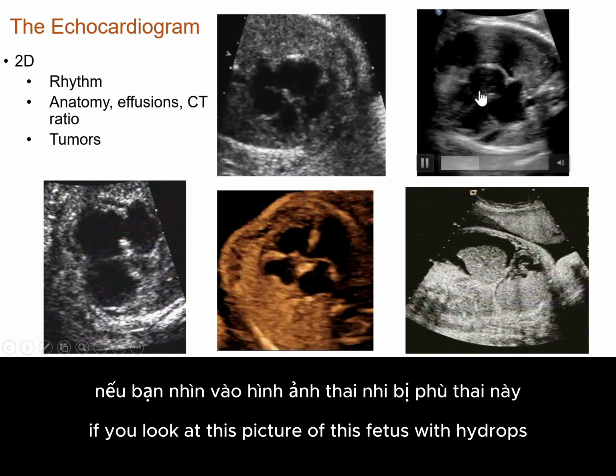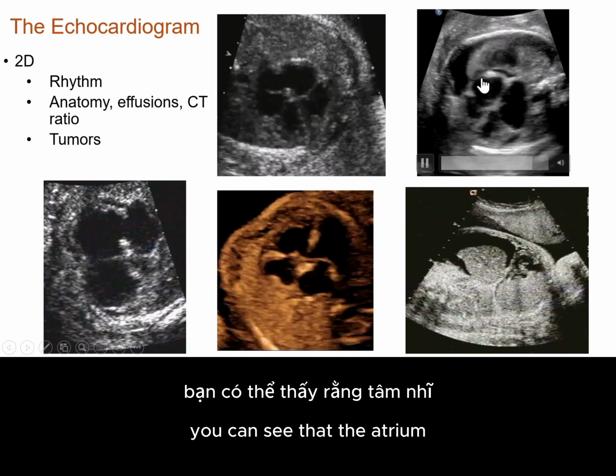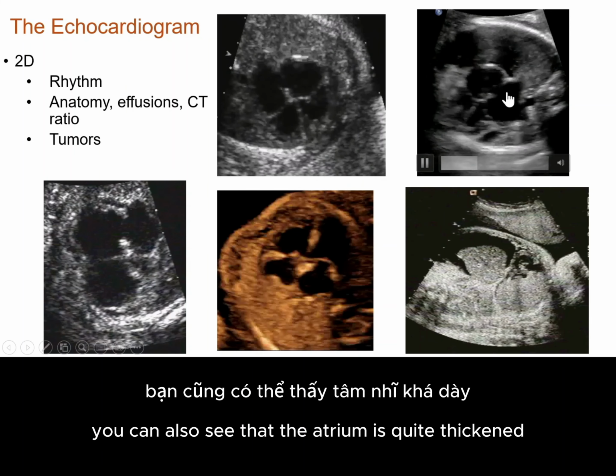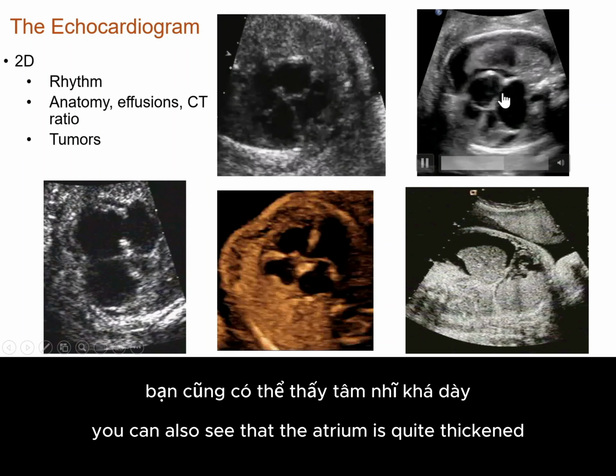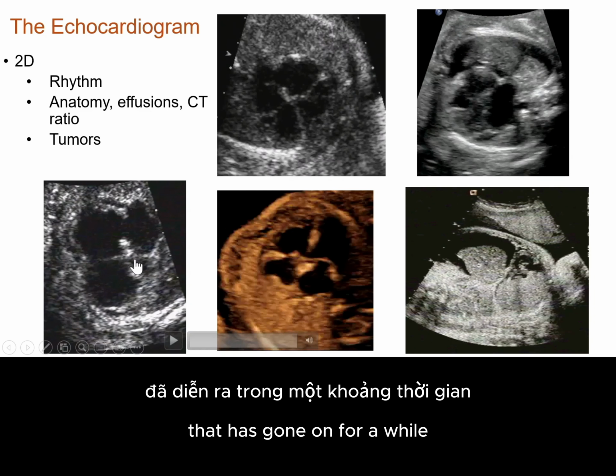In contrast, if you look at this picture of this fetus with hydrops, you can see that the atrium is beating at about the same speed as the ventricle. You can also see that the atrium is quite thickened and dilated, which means this is a tachycardia that has gone on for a while.